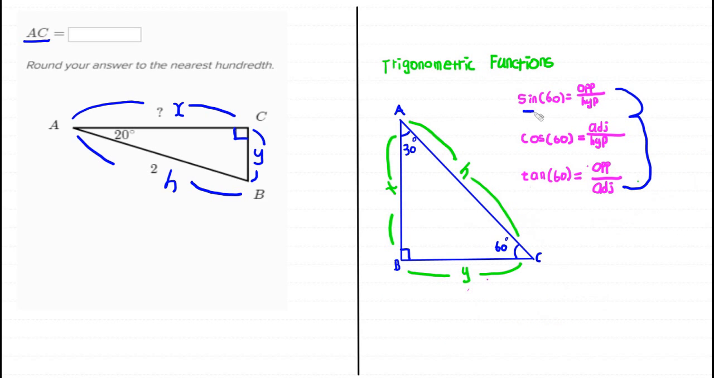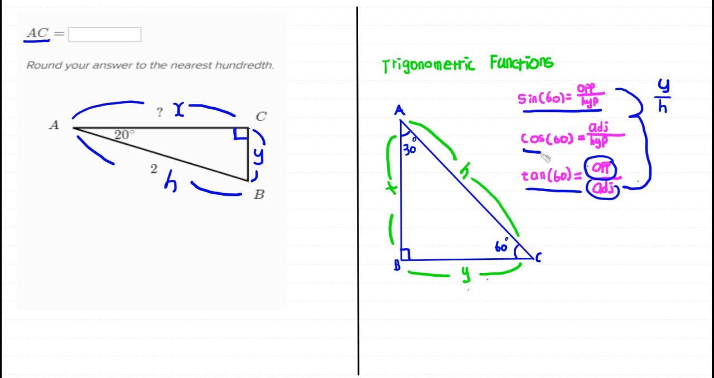So for sine, it is opposite over hypotenuse, which is opposite side y over hypotenuse h. And it should be y over h. But we can't solve because there is no opposite y value. So we can't apply sine in this triangle. So let's say tangent. For tangent, we can't also apply it to this triangle because it is opposite over adjacent, but we don't know the opposite value of y.